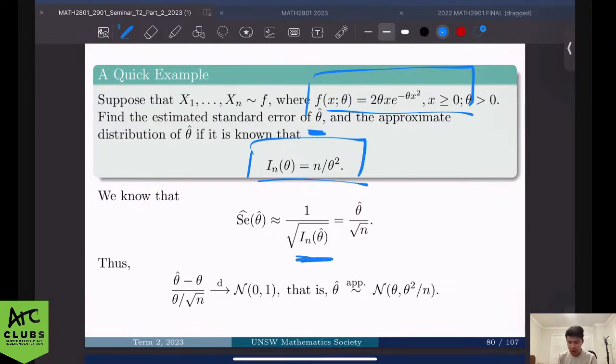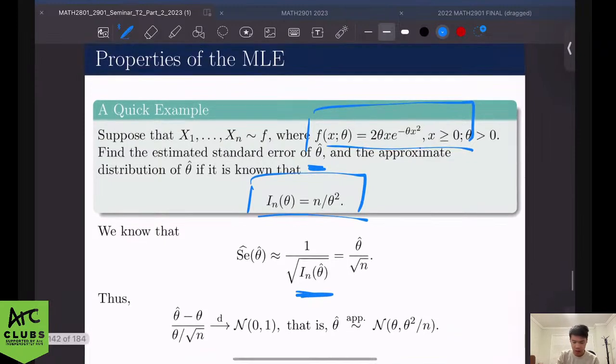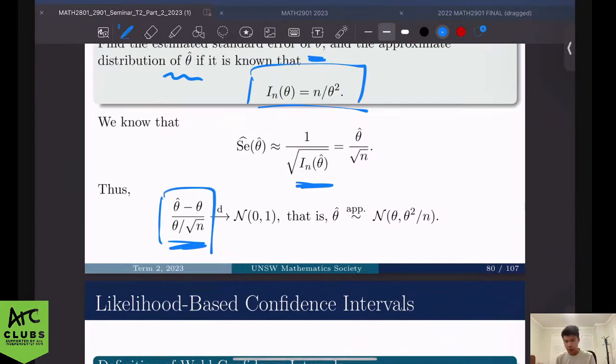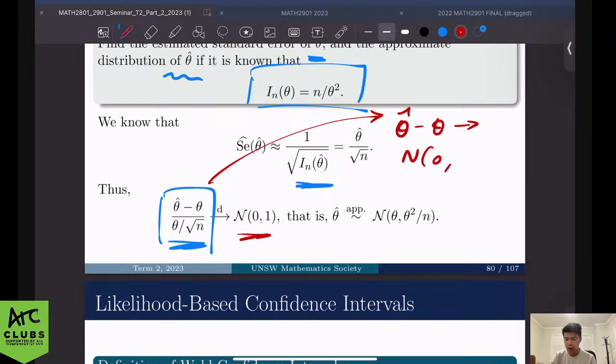And so you can calculate this approximate distribution: the estimator divided by the standard error approaches N(0,1). And so you can just multiply through, I'll just do it for you as well. So estimator minus the actual parameter approaches N(0, theta squared on n). And so you can just add back theta and you'll get N(theta, theta squared on n).